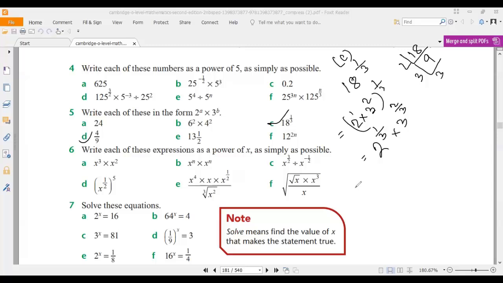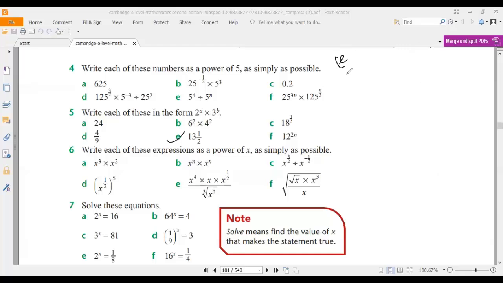Now, we can say question number D. This is 4 by 9. So here 4 by 9, instead of 4 we can write 2 square. Instead of 9 we can write 3 square. So here the final answer will be 2 square multiplied by 3 to the power minus 2. Okay.